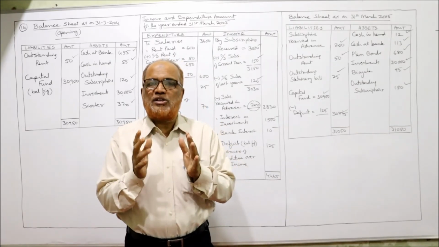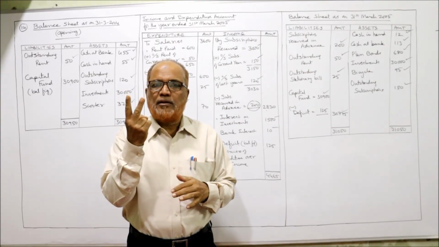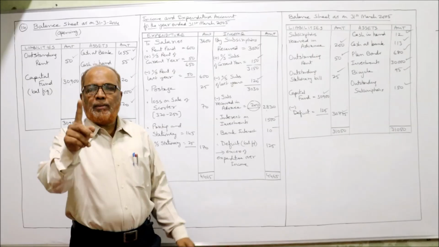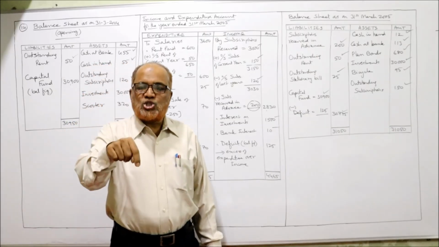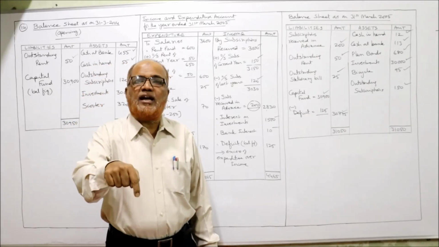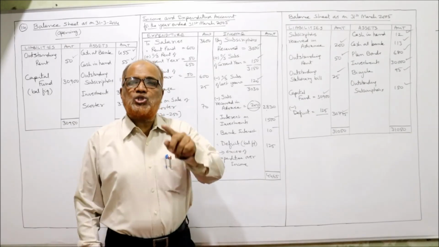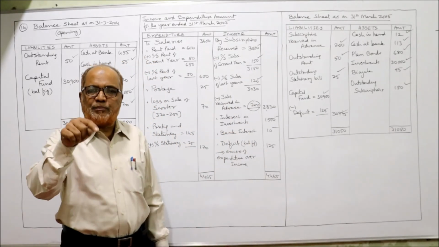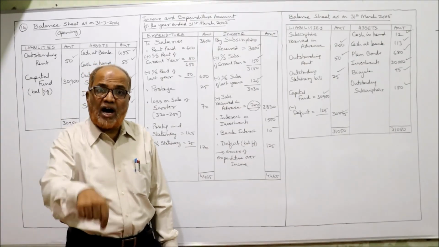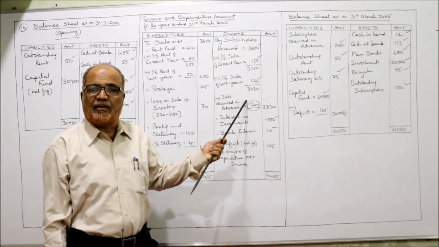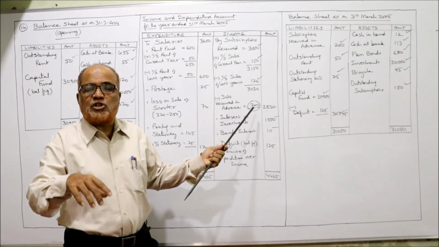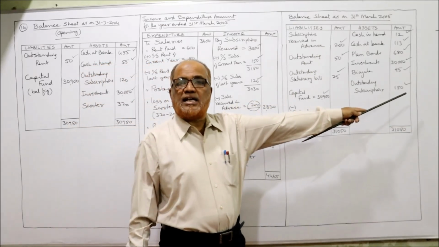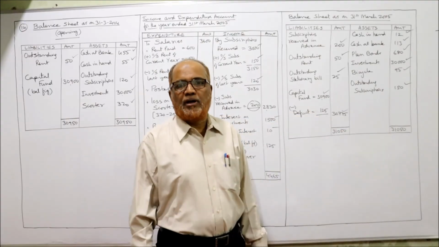What are the adjustments? Adjustment will appear twice. Normally students will commit the mistake in subscription. So remember the point again. Outstanding subscription of current year will be added. Outstanding subscription of last year will be deducted. If any subscription is received in advance for the next year, that will be deducted. Advance subscription received is a liability and outstanding subscription is an asset. That point you have to remember.